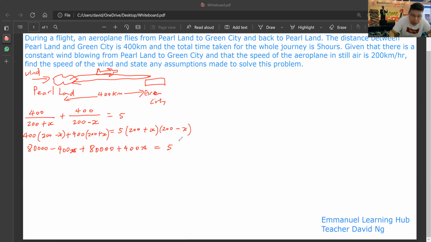So 5 bracket a square minus b square, right? Okay, this is my a square. 2 times 2 is 4. So there are 4 zeros. A square minus b square. So 400x disappear. 8 plus 8 is 16. 40. 5 times 4, 20. 40.